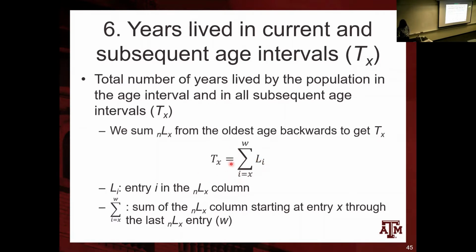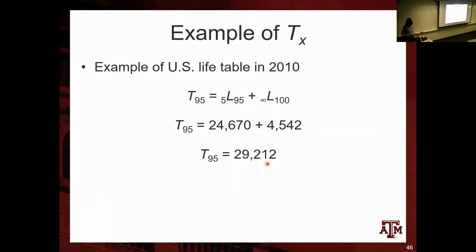So that's the formulation. It's pretty much getting the Tx for a specific age group. You just get the big Lx in that age group and all the ones following it. So the sum will be the sum of the Lx columns starting at entry x, and going until the last entry, symbolized here by w. And one example, just a simple example here, for the T95.